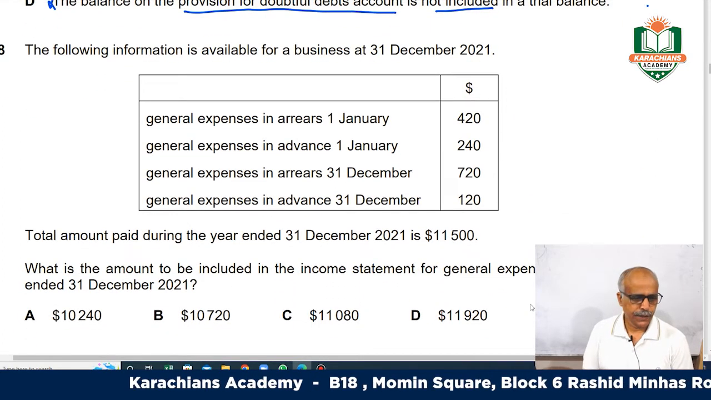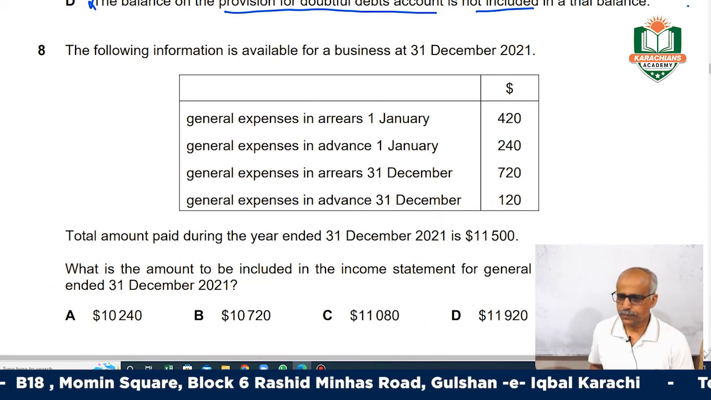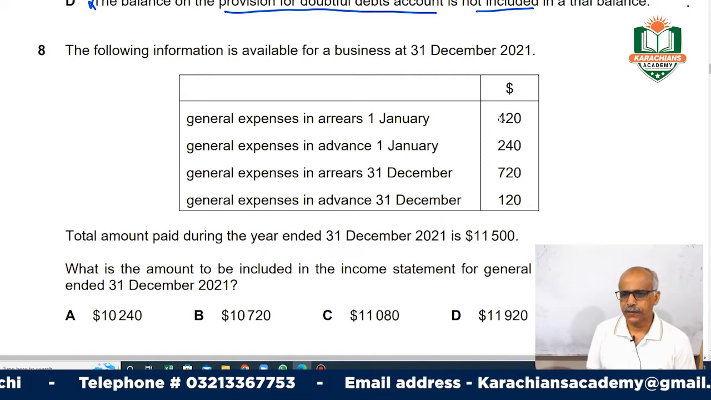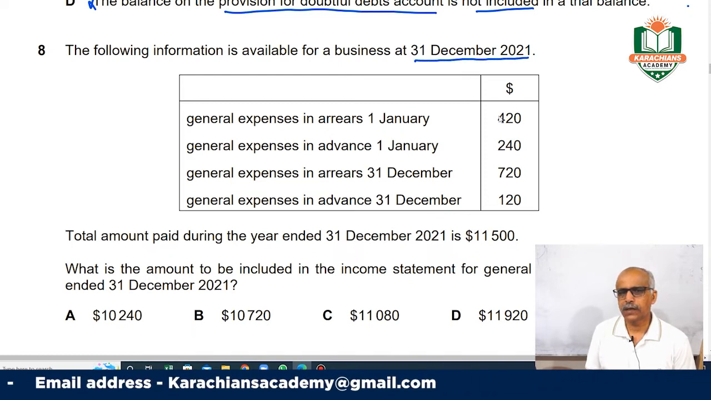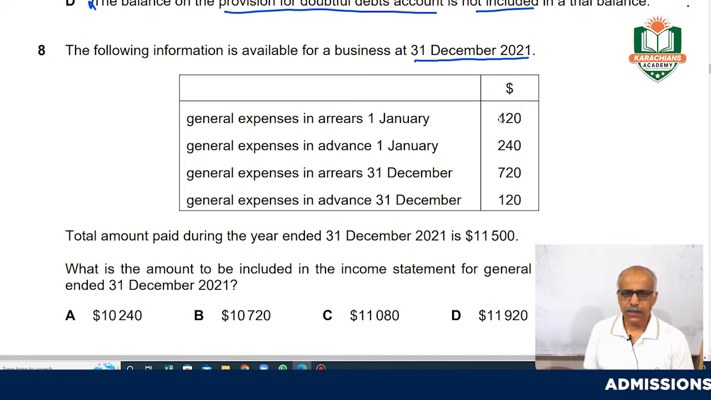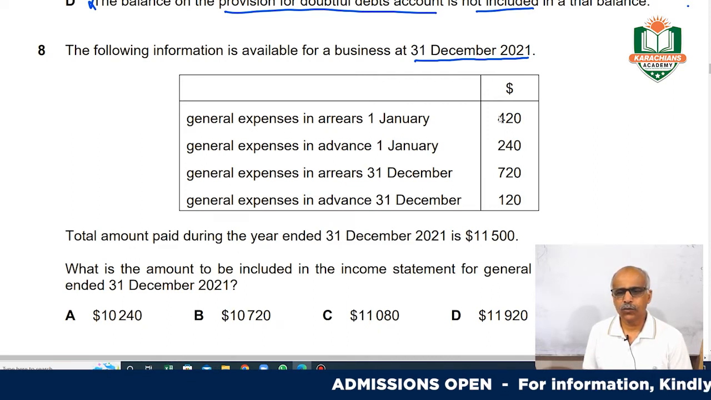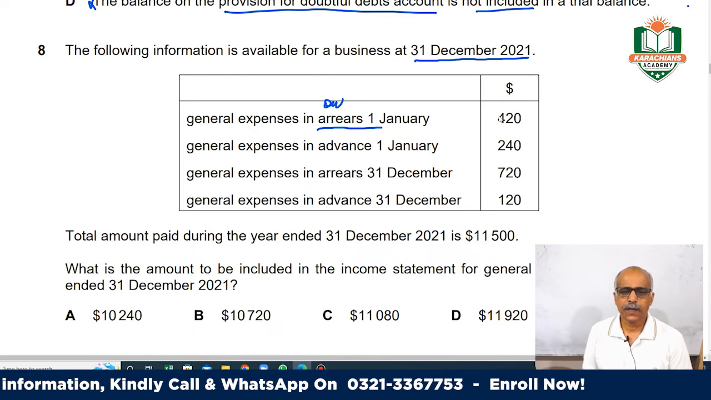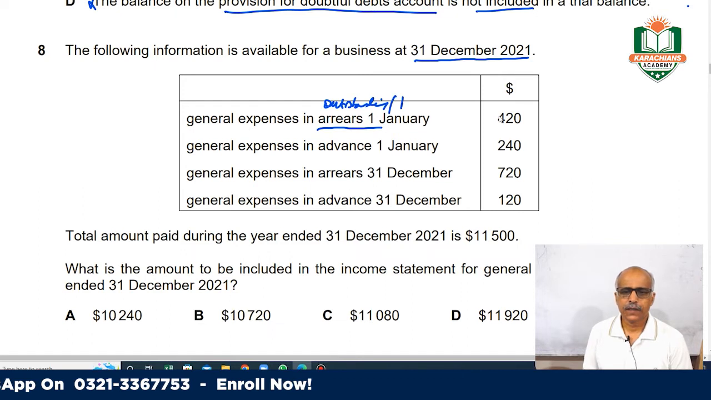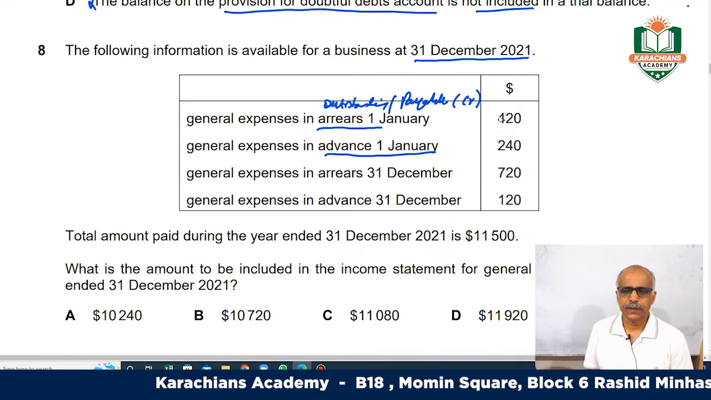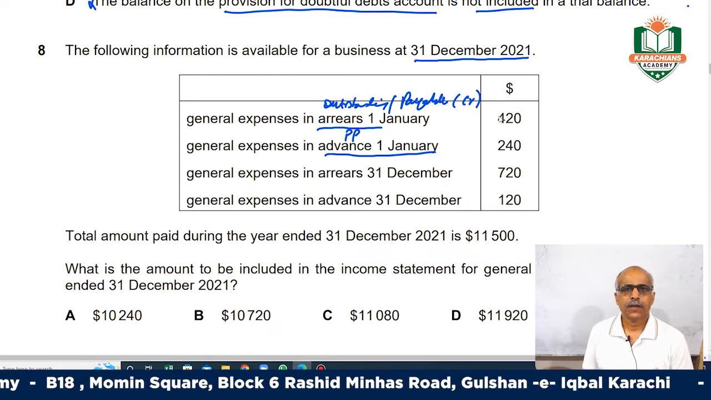Okay, this is question number 8. What it says, the following information is available for business at 31st December. This information is the closing information of 31st December 2021. General expenses in arrears on 1st January means they are outstanding or payable, having credit balance. General expenses in advance on 1st January means they are prepaid.